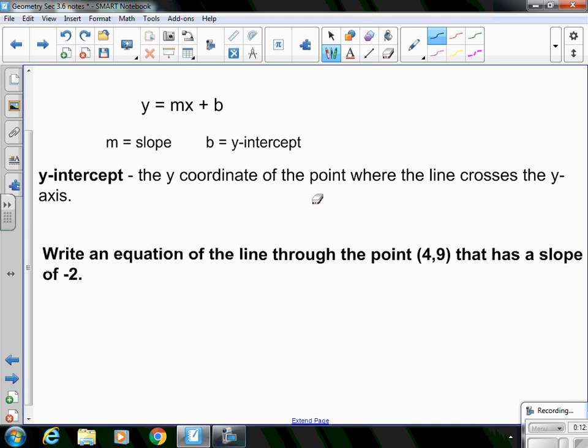And so I'm going to write an equation of a line through the point (4, 9) that has a slope of negative 2. So starting off, the slope is negative 2. So the m portion of our equation is going to be negative 2.